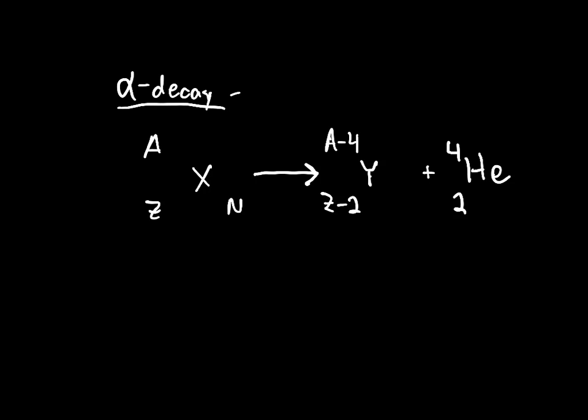How many neutrons are in helium? 2. So if there are 2 neutrons in helium, what happens to my N? N minus 2. So this is a general formula for all alpha decays. Whatever symbol you have on X becomes whatever symbol on Y plus this helium particle. So this helium particle goes along with everything. That'll always be the same. These will change depending on what element is doing the alpha. You good on that? Yeah.